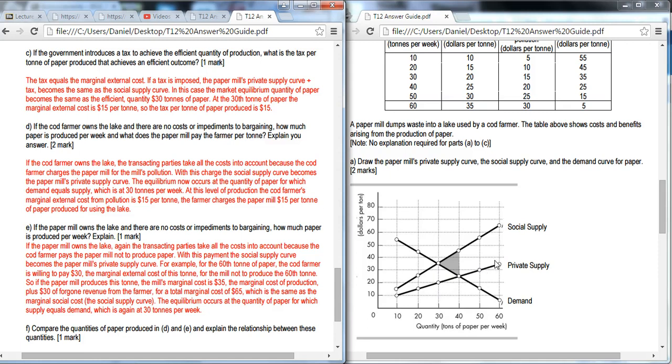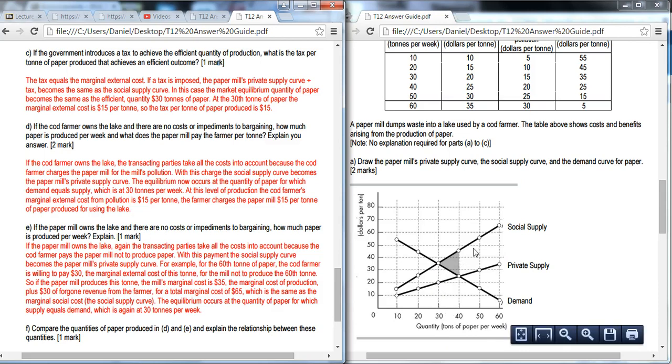So you move this private supply curve up by 15, and you're going to get another supply curve that looks like this, and it's going to intersect at this point here, giving you the socially efficient quantity, right? So the difference at 30 is $15 per tonne, and that's the tax that you're going to need to get an efficient quantity of 30.